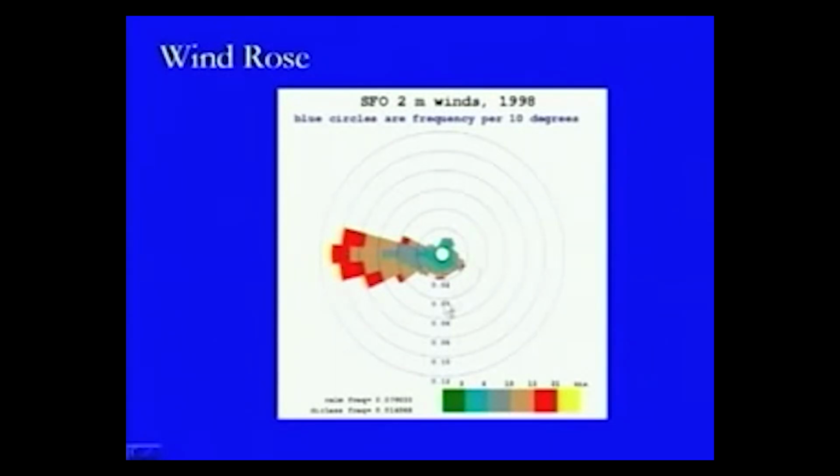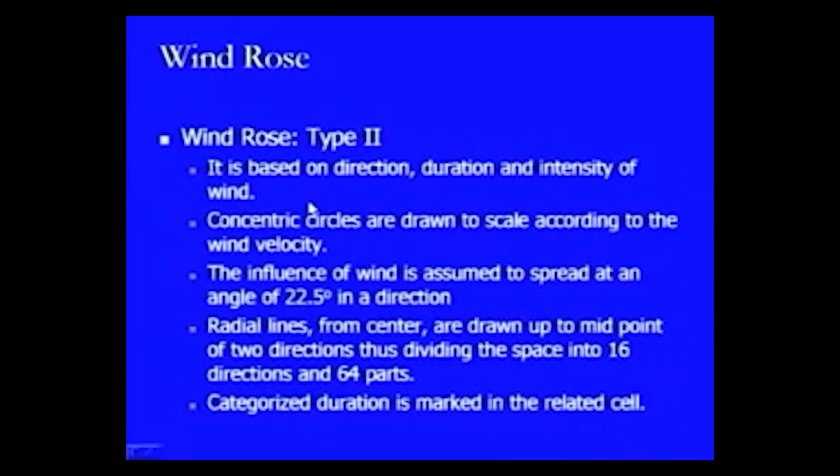So, we will have a graph, and within that graph we will try to find the longest line which can be drawn from one direction to the opposite direction, and that particular line will tell us the orientation of the runway on the basis of the first type of windrose diagram. Then when we look at the second type of windrose diagram, it is based on direction, duration and intensity of wind.